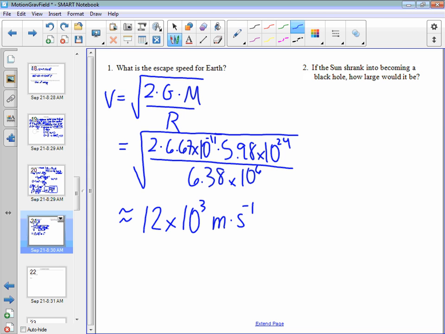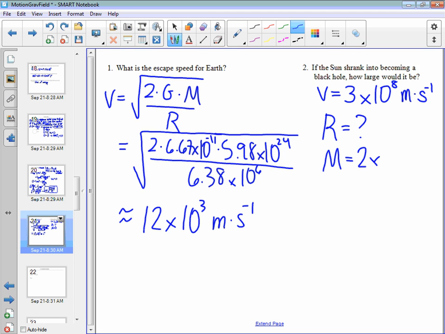If the sun shrunk into a black hole, okay, how large would it be? So what we're getting at here is that in the black hole, light itself cannot escape. Right, so our escape speed will assume to be the speed of light, which is nature's speed limit. Right, so nothing can go faster, so it's okay to say if light cannot escape, that's the fastest speed we have to go, right, at all. Okay, so this would be the largest size the black hole can be. And we're going to solve for R.